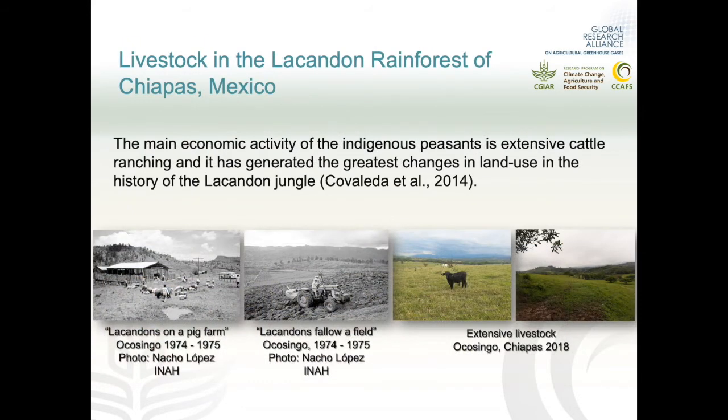The Lacandon rainforest is located to the east and northeast of the state of Chiapas in southern Mexico. One of the main economic activities of the indigenous peasants of this region is extensive cattle production and has generated the greatest changes in land use in the history of the Lacandon rainforest. The biodiversity of this region is one of the most important in the country. This characteristic allows a reconversion of the livestock to more sustainable systems through the use of native resources that have the potential to reduce methane emissions and rehabilitate degraded areas.